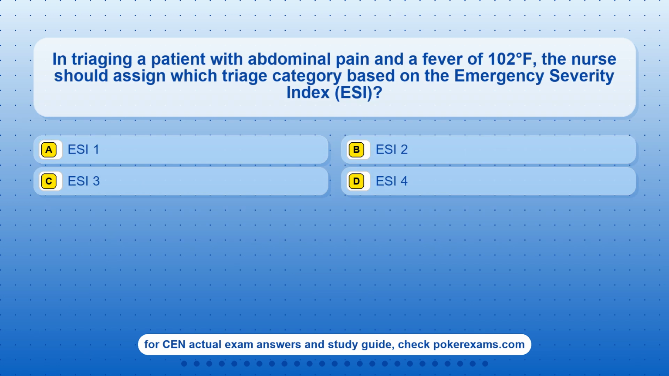Question 6. In triaging a patient with abdominal pain and a fever of 102 degrees Fahrenheit, the nurse should assign which triage category based on the Emergency Severity Index, ESI. Option A, ESI 1. Option B, ESI 2. Option C, ESI 3. Option D, ESI 4.